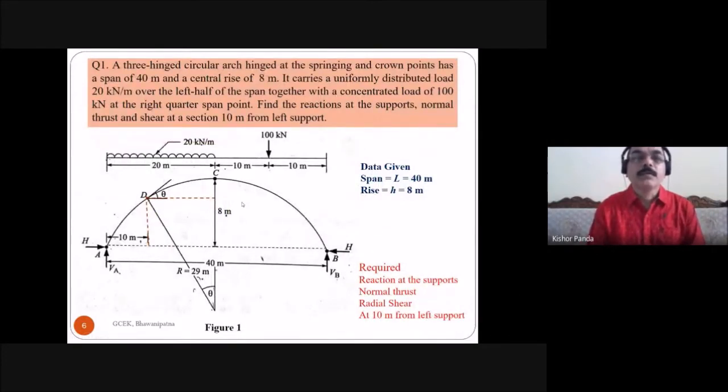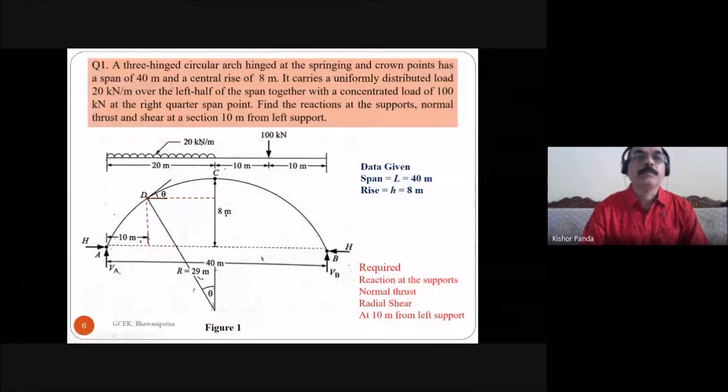Then, coming to the first example: a 3-hinged circular arch hinged at the springing and crown points has a span of 40 meters and a central rise of 8 meters. It carries a uniformly distributed load of 20 kilonewton per meter over the left half of the span, together with a concentrated load of 100 kilonewton at the right quarter span point. Find the reactions at the supports, normal thrust and shear at a section 10 meters from the left support.